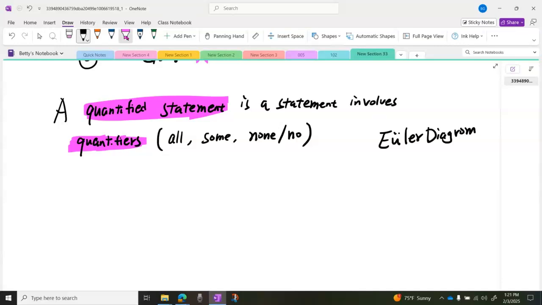Today we're also going to see a type of diagram. It's called an Euler diagram. It's different from the Venn diagram we learned in chapter 2. Euler is also the name of a mathematician. He was very productive. If you are interested, you can look him up on Wikipedia.